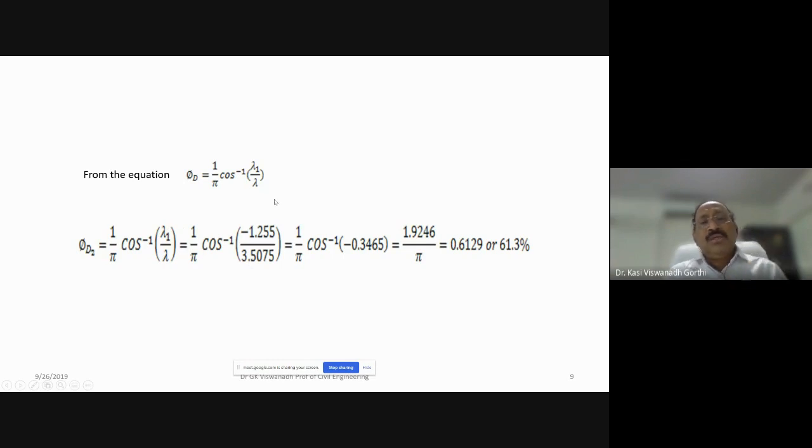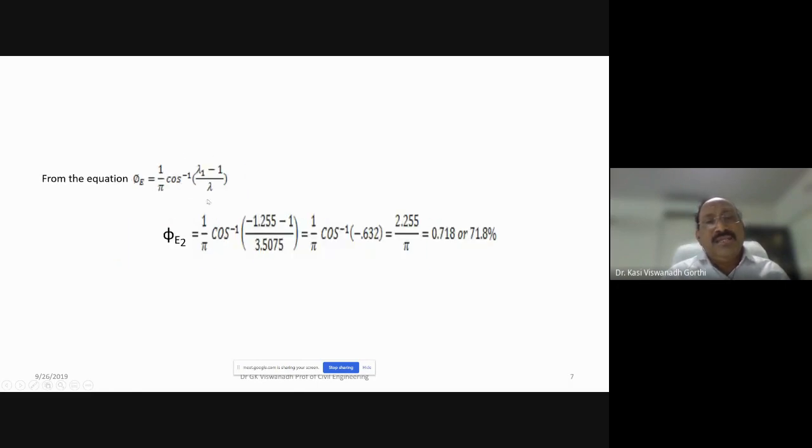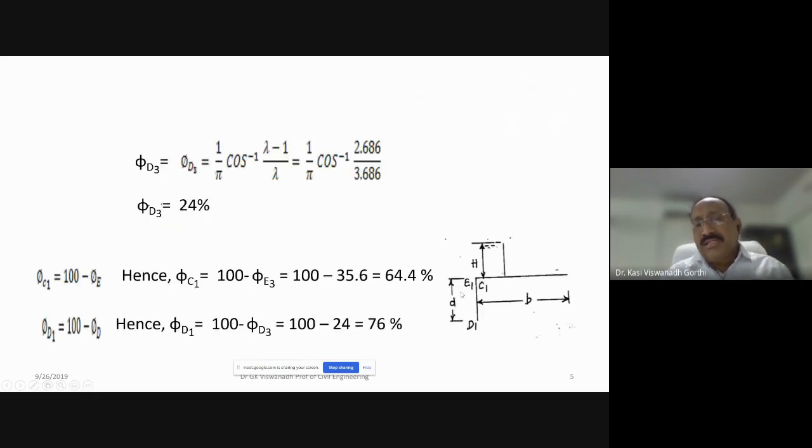I would like to explain the locations of E, C and D again. This is phi D, this is phi C, and this is phi E. This is the intermediate pile that we have. Just like the end pile, in the same fashion you have the intermediate pile also. The locations are E, C and D. D is the bottom of the pile, C is the junction point inner side, E is the junction point outer side.